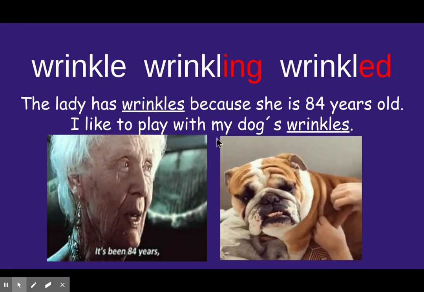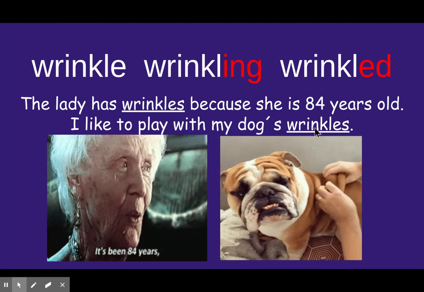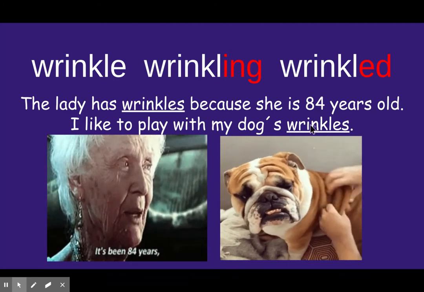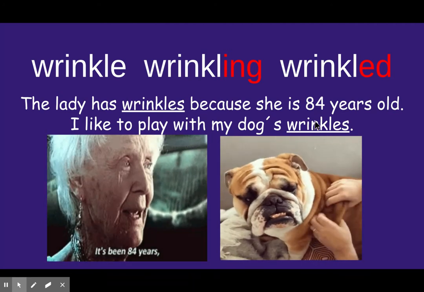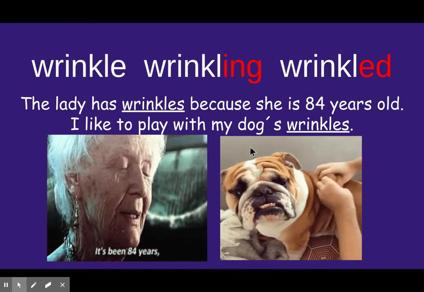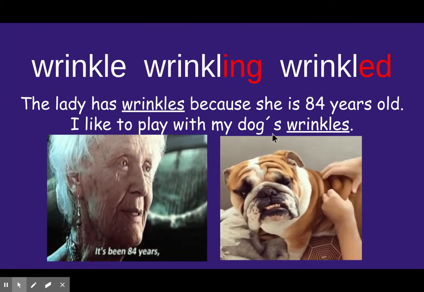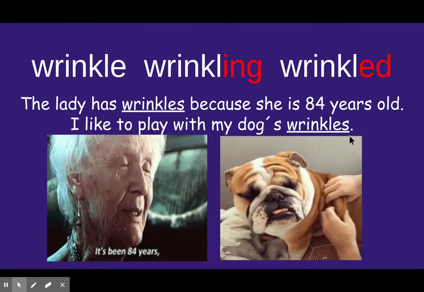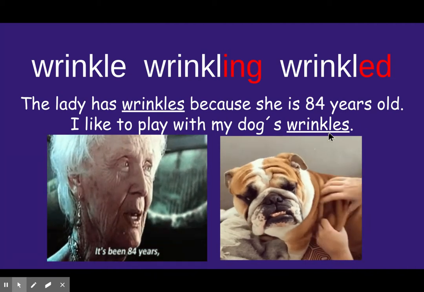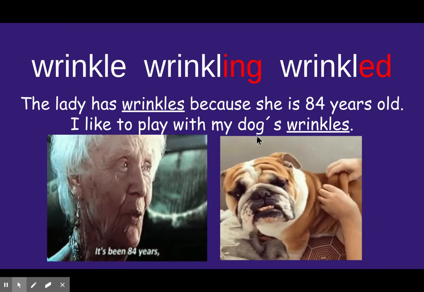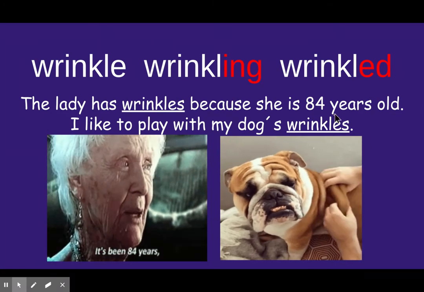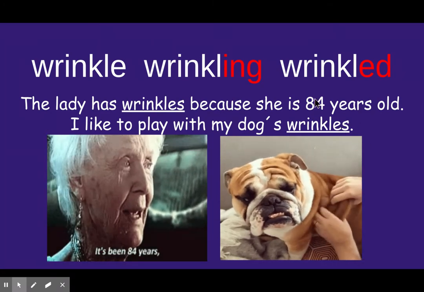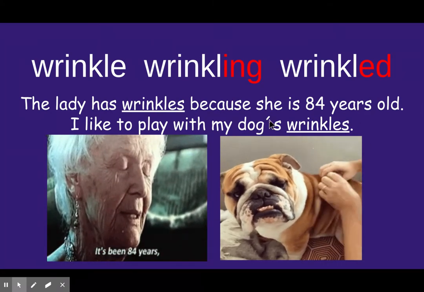I like to play with my dog's wrinkles. And here again, there's that apostrophe. It's because wrinkle belongs to dog. And so some of you are adding that apostrophe and then your next word is like is. And it's like, what? How does is belong to a person? Okay, so remember that this word belongs to that dog when you use that apostrophe.